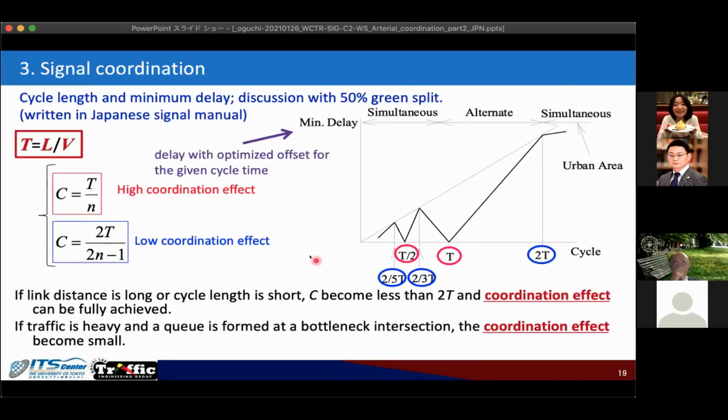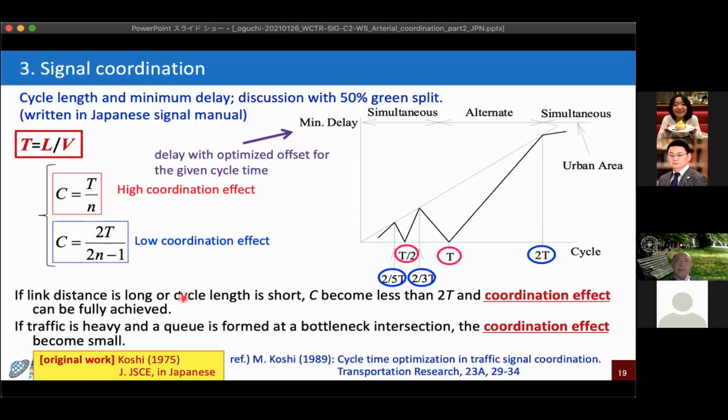And we also had knowledge about cycle length optimization conditions, the cycle length settings for coordinated signals. Basically, if the cycle length gets longer, then the minimum achievable delay, which means the well coordinated offset values, but still we should accept some level of delay, will also monotonically increase. Sorry, this achievement was done by Professor Koshi. The publication was in 1989 in English, but he already proposed this concept in 1975 in Japanese. And so the Japanese manual applied his concept, so Japanese practice also follows this kind of idea.